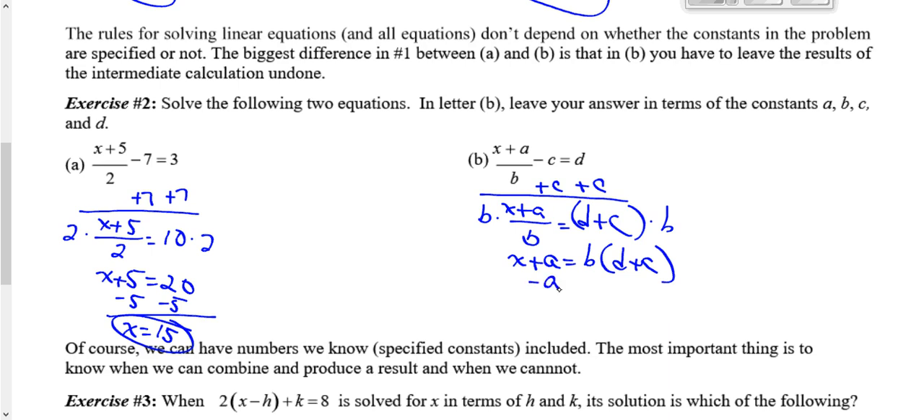Yeah, we're getting the x by itself. So x equals D plus C, and then just minus A tacked onto the outside there.